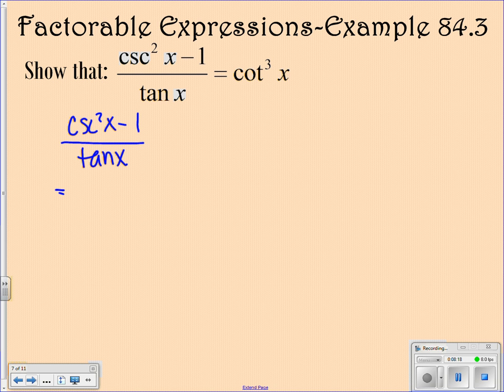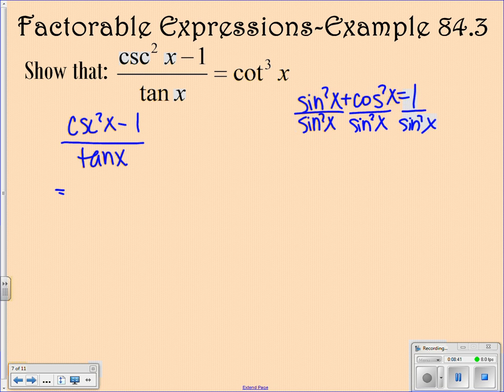The first one that we dealt with was sine squared plus cosine squared equals 1. We have a cosecant. So if you don't remember the Pythagorean identity that had cosecant, cosecant is the reciprocal of sine. So we're going to want to divide by sine squared. Sine squared over sine squared is 1. Cosine squared over sine squared is cotangent squared. And then we have equals cosecant squared.